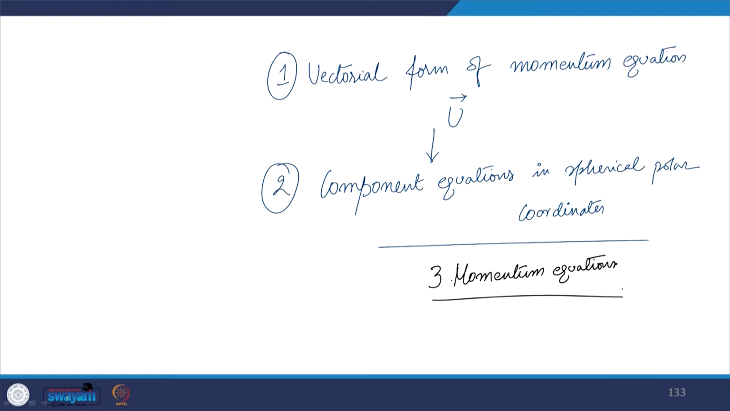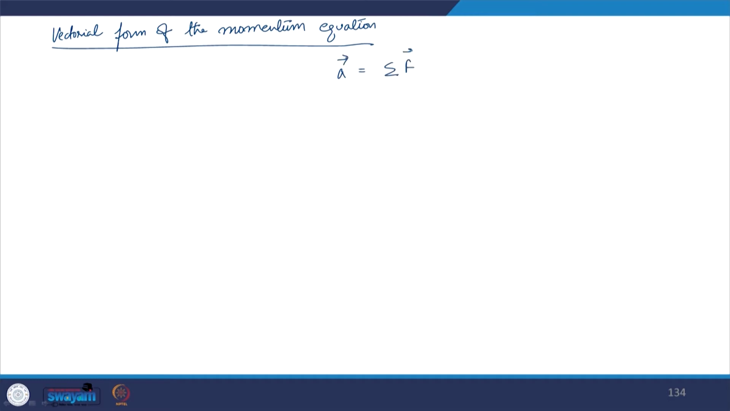Right. So, let us now look at the vectorial form of the momentum equation. Now, when we are trying to write down or when we are trying to discuss the momentum equation, we are basically trying to conserve the momentum, right. So, from Newton's second law of motion, we know that the acceleration can simply be written as the sum of forces per unit mass, right.